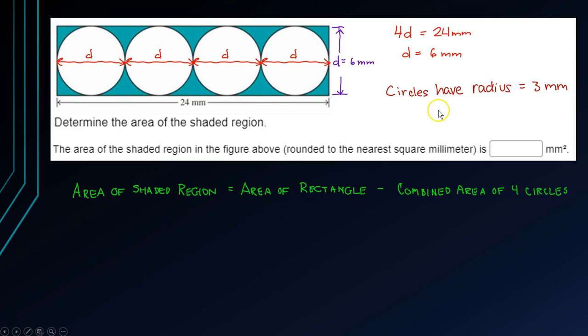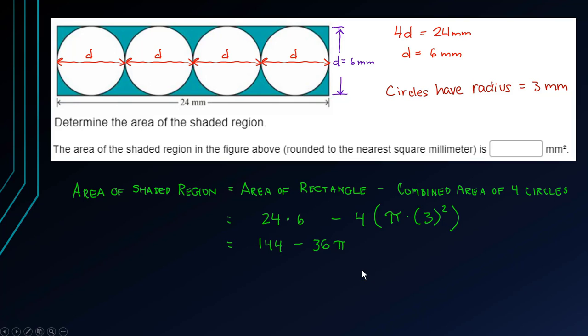The area of the rectangle is pretty easy. It's just length times width, so it's going to be 24 times 6. The area of each one of these circles is going to be pi times the radius, which is 3, squared. So I have 24 times 6 for the area of the rectangle. Pi times 3 squared is the area of one circle, and since I have 4 of them, I'm multiplying it by 4, and I'm going to carry through the subtraction of those two things.